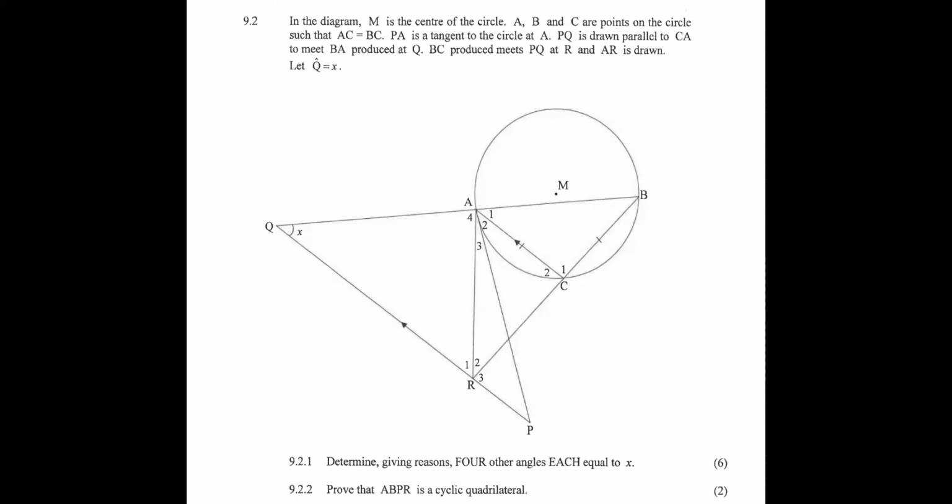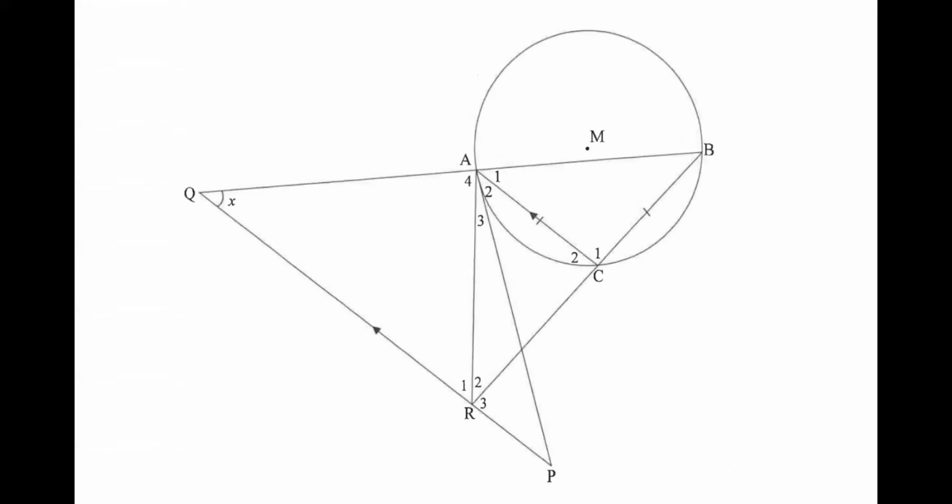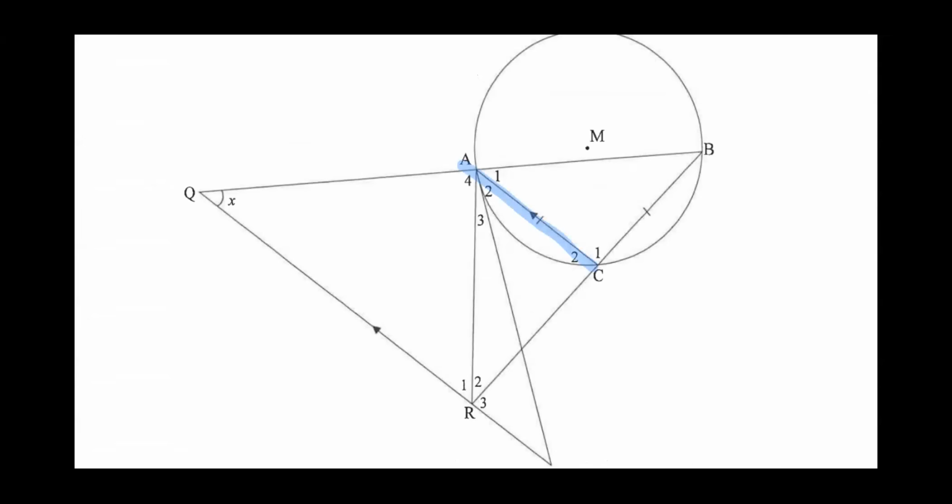Okay, let's answer the question. I'll start with highlighting the information that was given first, and then we'll find the 4 angles and then do the second question also, which was to prove that ABPR is a cyclic one. So I'll start with the parallel lines. AC is parallel to QP. That's the first thing that was given.